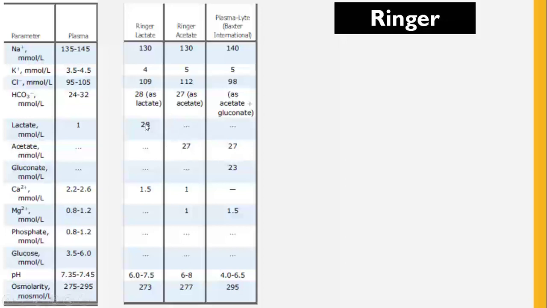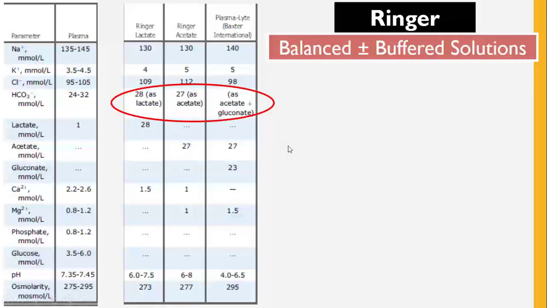What's the difference between lactate and acetate? Lactate and acetate will convert inside the body to bicarbonate, but the lactate needs the liver to do this. The acetate doesn't need the liver to be changed to bicarbonate. All of them are isotonic, and they are named the balanced solutions. Why balanced? Because they have nearly the same chloride content as the plasma, and they have buffers. So it's balanced, maybe buffered or not buffered. We have some types of plain Ringer with no buffer.